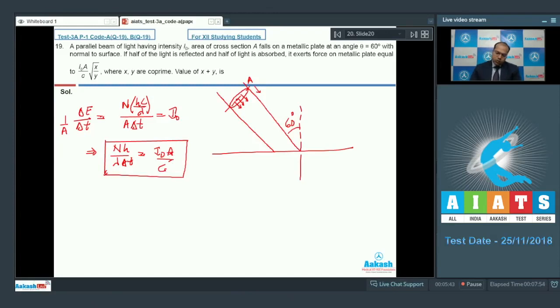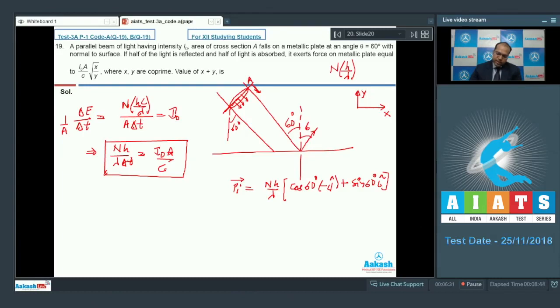Now the total momentum of this beam when it passes through a cross section can be written as n into h by lambda. So I can write the initial momentum as P initial is equal to n into h by lambda. If this angle is 60 degree, then this angle is also 60 degree. So I can write into cos 60 degree minus j cap plus sin 60 degree into i cap. I have considered this as my positive x-axis and this as my positive y-axis. So once they get reflected, then it reflects at an angle of 60 degree.